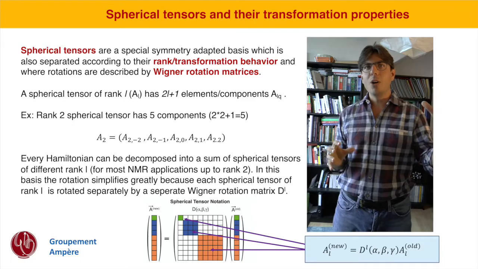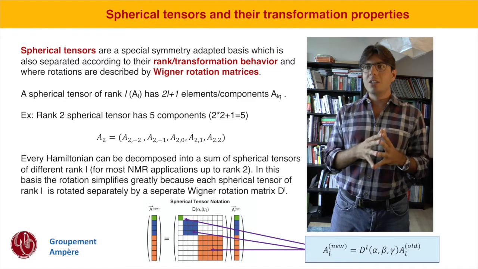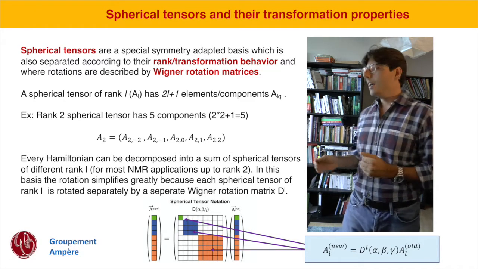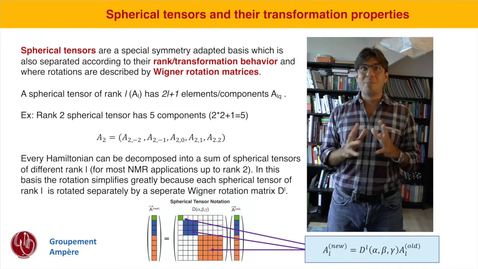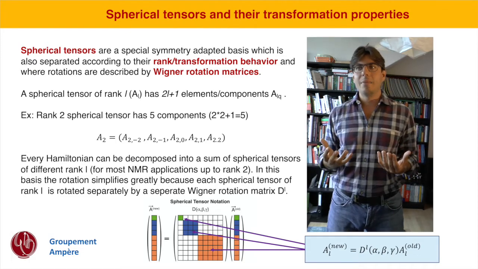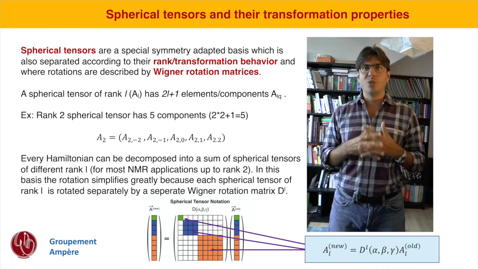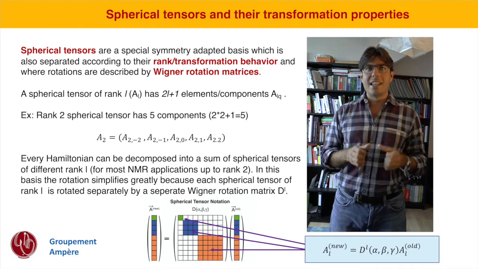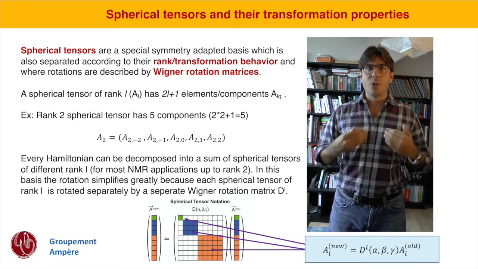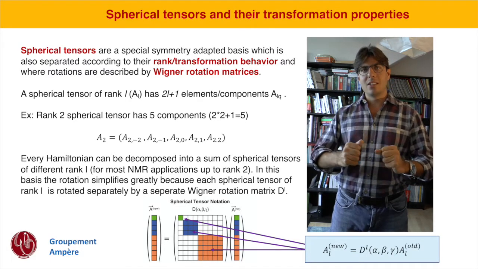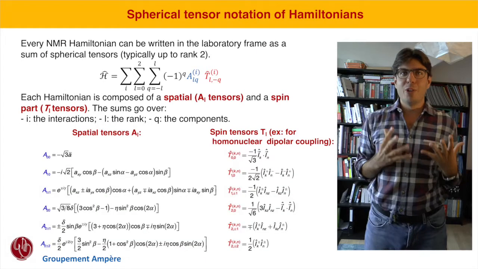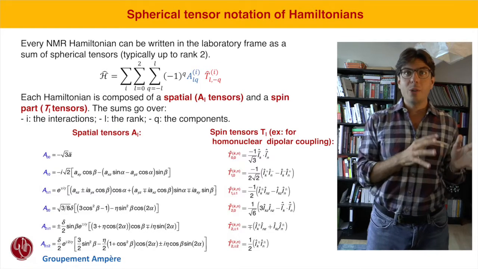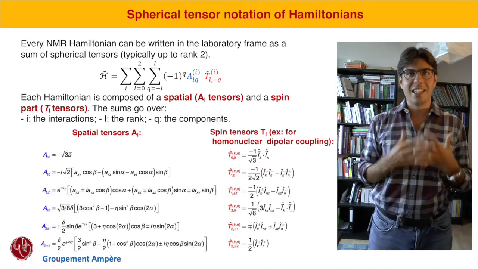You have these different blocks, and for each block, how the rotation looks like is actually described by this formula down here, where the D that depends on the Euler angles alpha, beta, gamma is called a Wigner rotation matrix for a tensor of rank L, and we're going to look at how these rotations are carried out in a lot of detail in the next video. But before we do this, let's now look at how to actually write a Hamiltonian in spherical tensor notation.